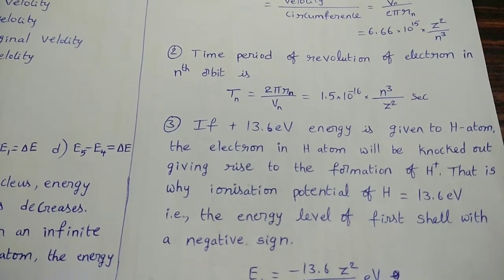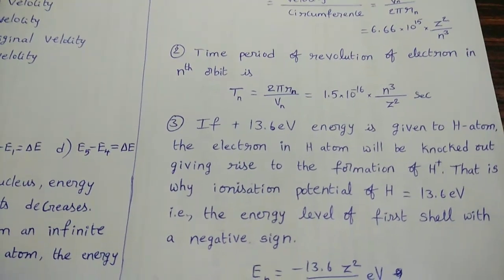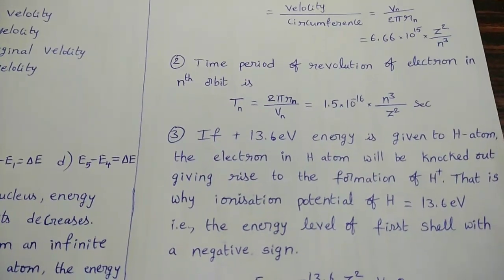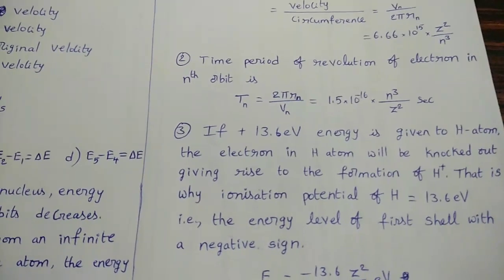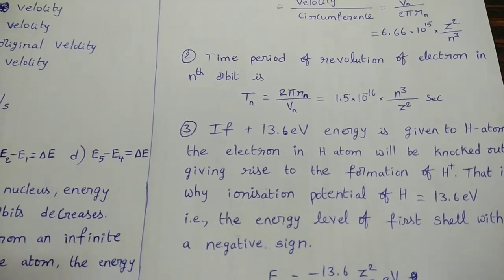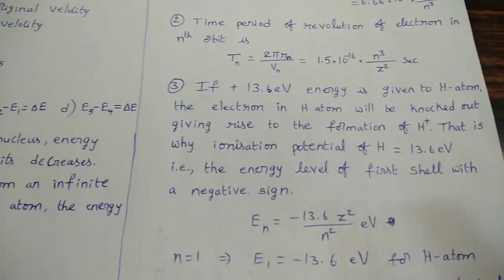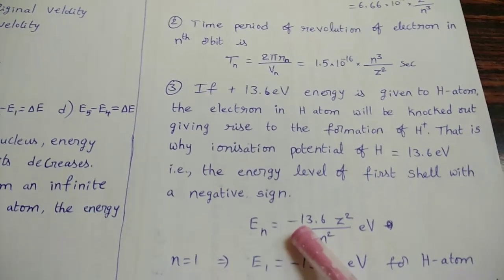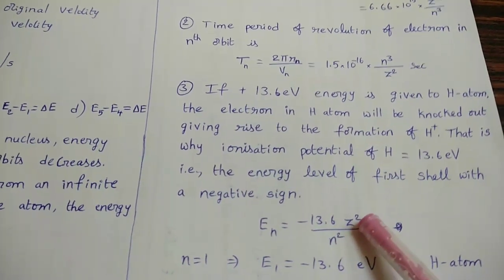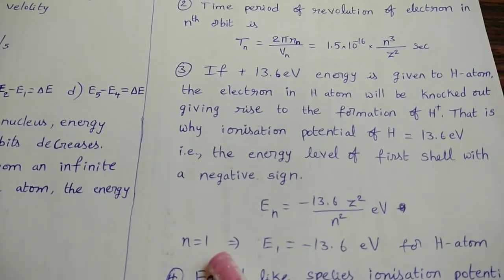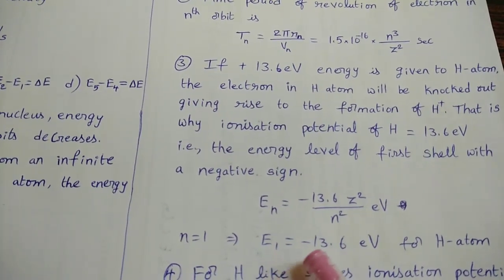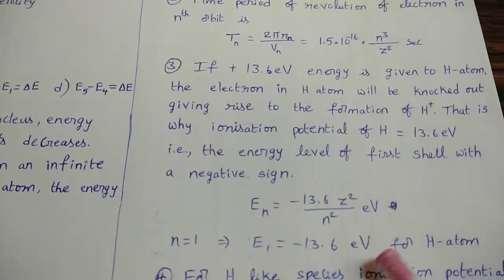That means the energy level of the first shell with a negative sign. Say this in the hydrogen atom for the first orbit. The energy formula is En equal to minus 13.6 into Z square by n square. For the hydrogen atom, n value equal to 1, then energy E1 equal to minus 13.6 electron volts.